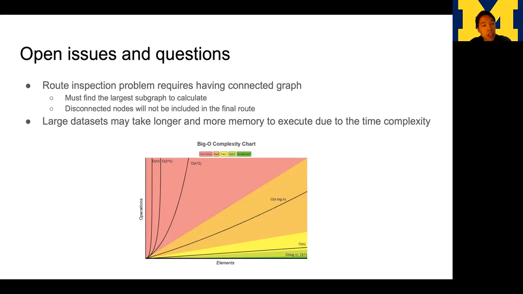And another issue is large data sets may take longer and more memory to execute due to time complexity. So the Chinese postman problem is, I believe, O of n squared. And this means that if we have very large numbers of nodes, for example, 20,000, this can take up to seconds or minutes, and this can slow down the efficiency of trying to find an optimal route.